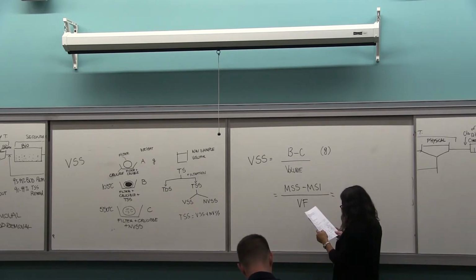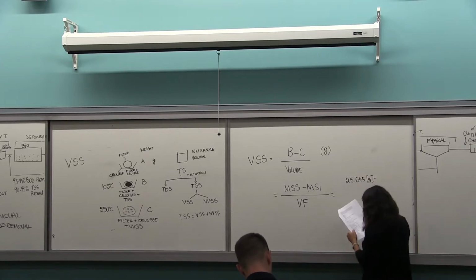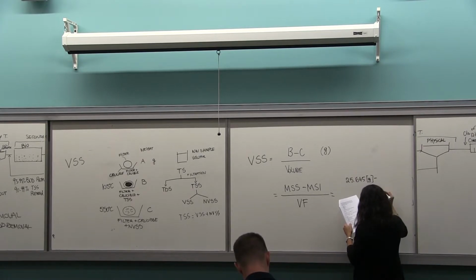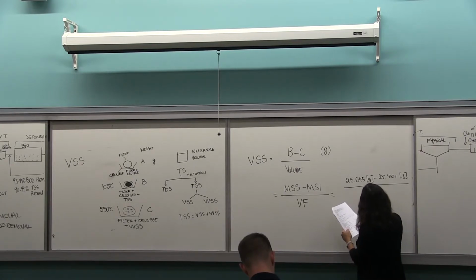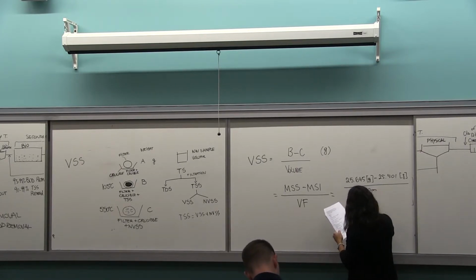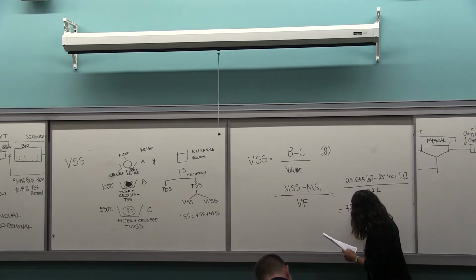So MSS was 25.645 gram minus MSI, 25.501 gram, divided by 0.200 milliliter, which is 0.2 liter. So it should be 720 milligram per liter.